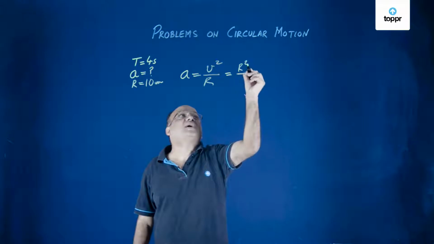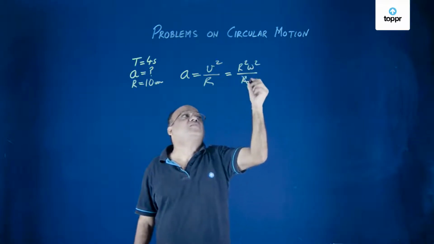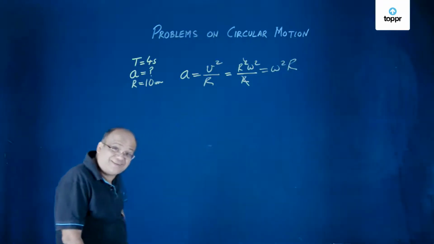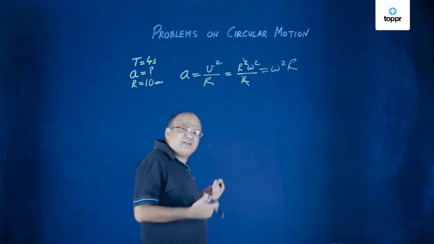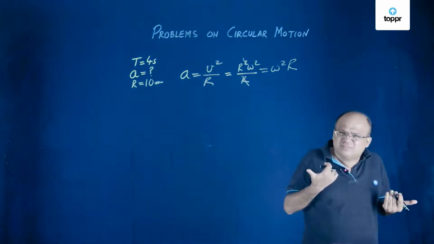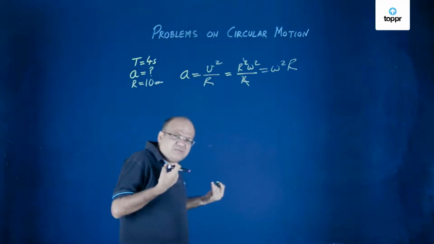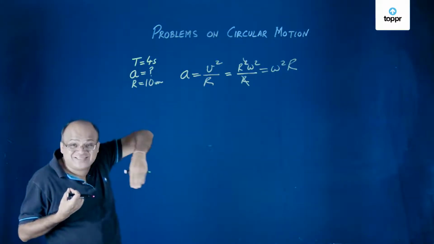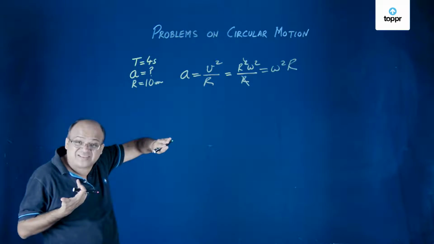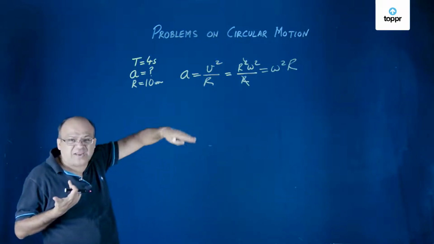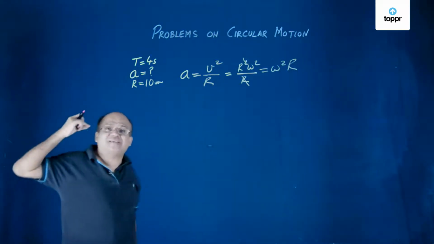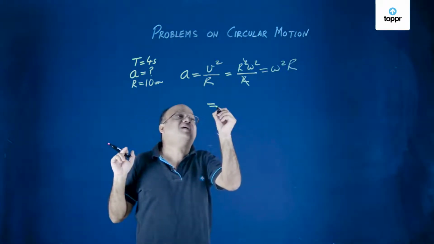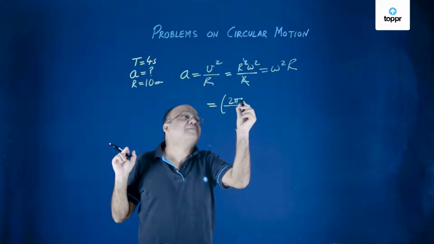We'll get r square omega square by r. One r will get killed. So centripetal acceleration is omega square r. Now what is omega in terms of time period? Omega means angular velocity, how much angle it is moving in 1 second. Full circle is 2 pi radians, and 2 pi radians it covers in a time period. Therefore, angular velocity omega is given by 2 pi by time period.